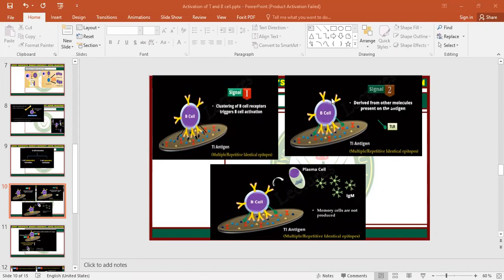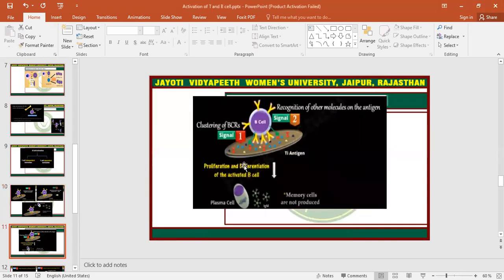After that, the toll-like receptor will also bind on the surface of the antigen. Toll-like receptor will identify some pathogen-associated molecular motifs, and these two signals will activate the B cells. After activation, the B cell will proliferate and differentiate into plasma cells and secrete specific antibodies against the pathogens, against the bacteria or the microbes. So this is the T cell independent activation, and this is its summary.